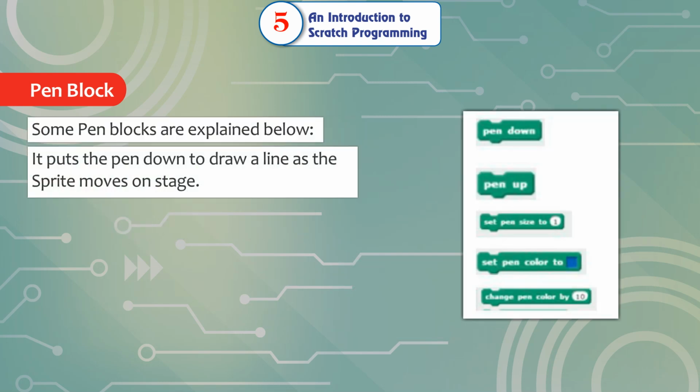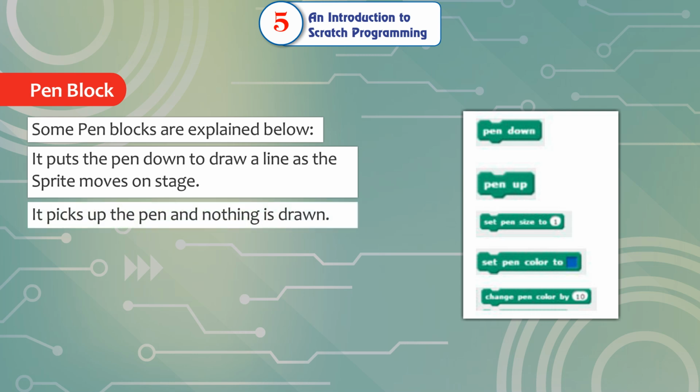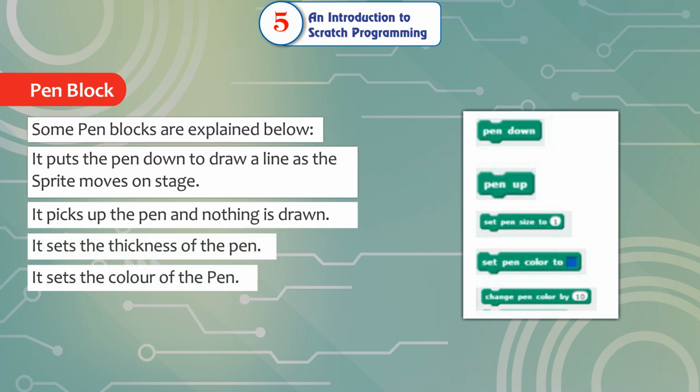It puts the pen down to draw a line as the sprite moves on stage. It picks up the pen and nothing is drawn. It sets the thickness of the pen. It sets the color of the pen. It changes the color of the pen.